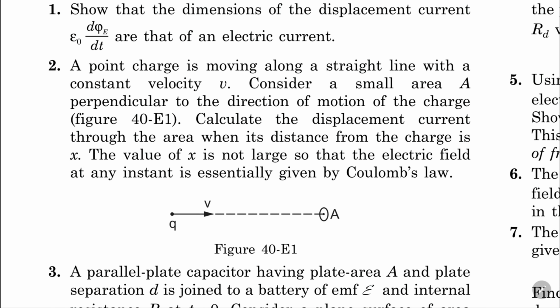In question 2, we have a point charge moving along straight line with some constant velocity. Now consider a small area which is perpendicular to the direction of motion of the charge. Now calculate displacement current through the area when its displacement from the charge is x. Value of x is not large, so that electric field at any instant is essentially given by the Coulomb's law.